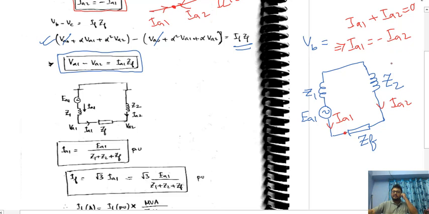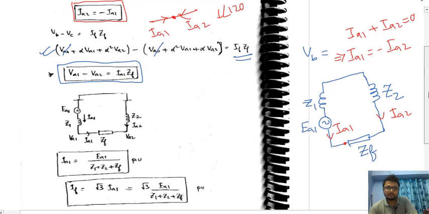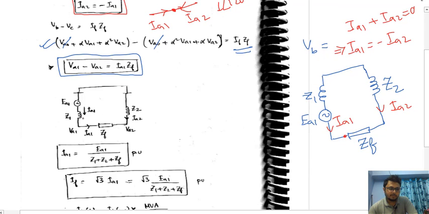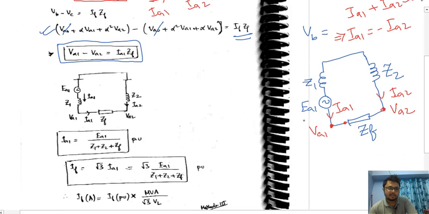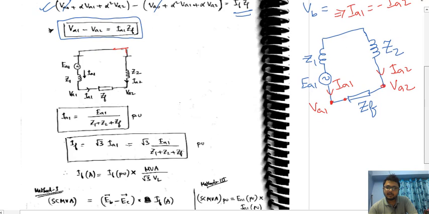In the LG fault, what was the case? IA1 equal to IA2 equal to IA0. There zero sequence current is also there, but here zero sequence current is missing. So remember this point. Okay, now voltage. I've already mentioned, so this is VA1 and this is VA2, negative sequence voltage, positive sequence voltage. Is it clear? So this is the diagram. This is connected. So from here what can I calculate?